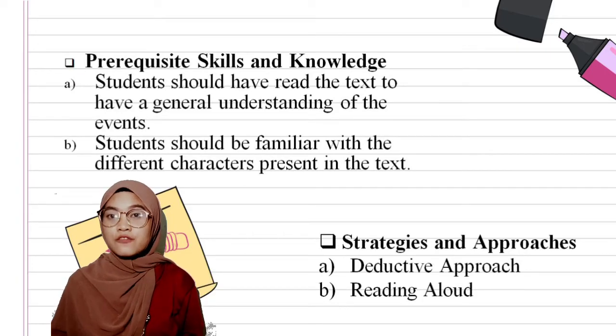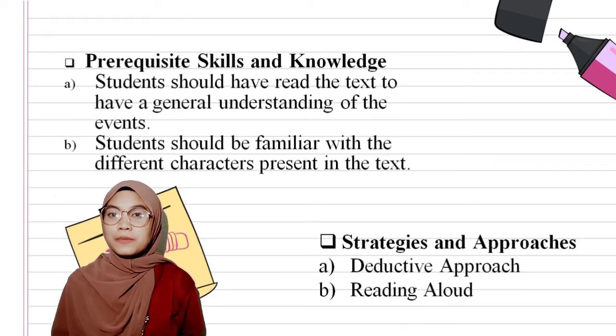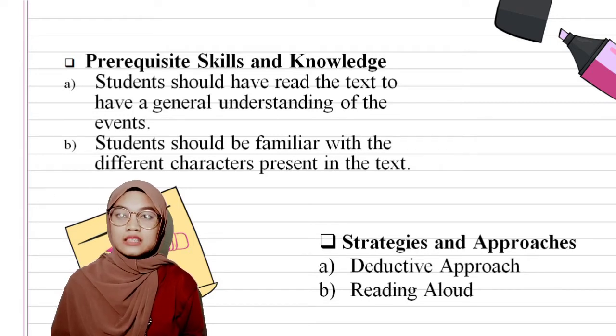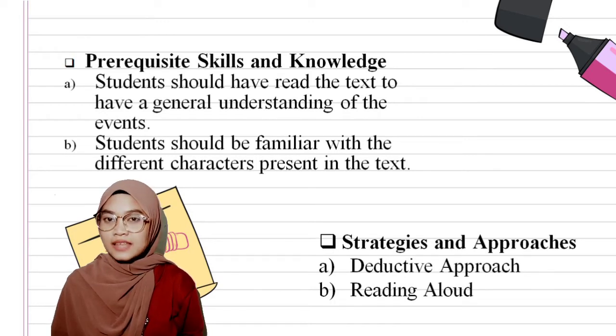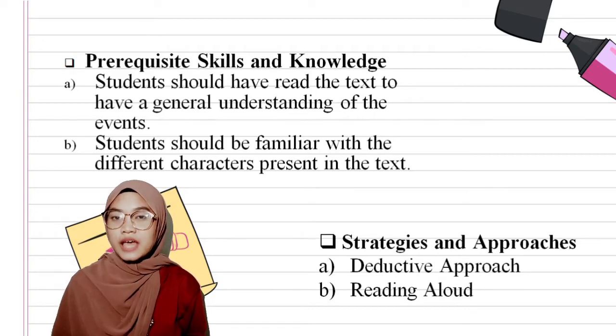Okay, next we have prerequisite skills and knowledge and strategies and approach. For the prerequisite skills and knowledge, students should read the text to have a general understanding of the events. After that, students should be familiar with the different characters present in the text. So, students should know each character from the fiction in order to identify the plot more easily. The next is strategies and approach.